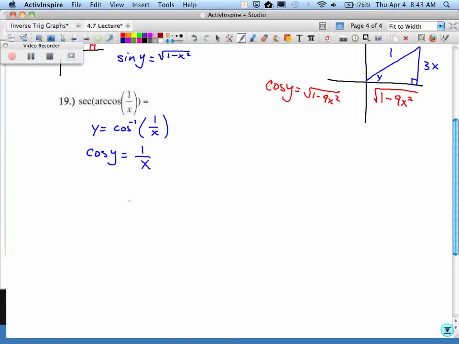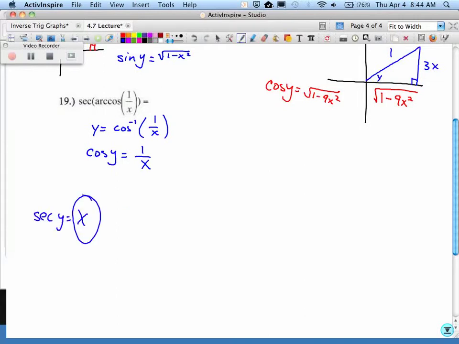Now, some of you may have gone to the triangle for this, but what I'm telling you right now is that the cosine of y is 1 over x. What would the secant of y be then? X. I'm so dumb. I told you, I called it.